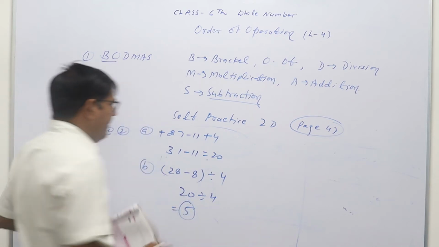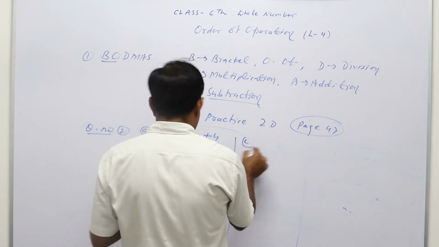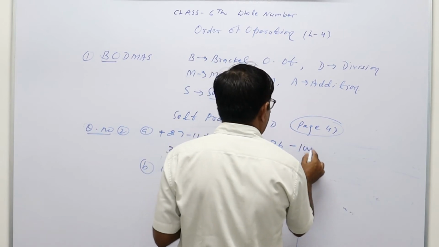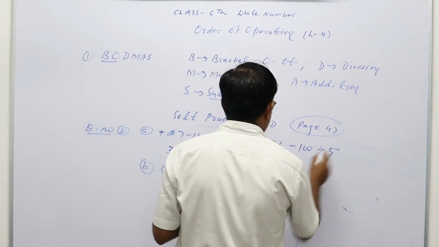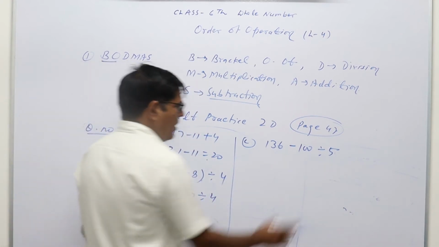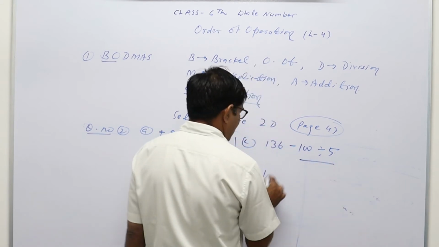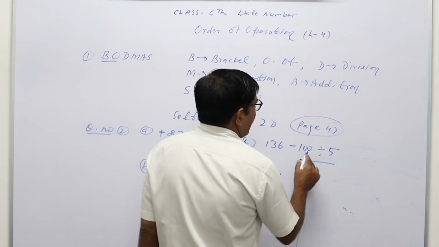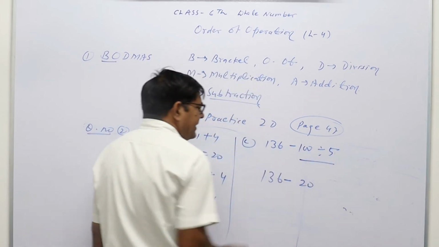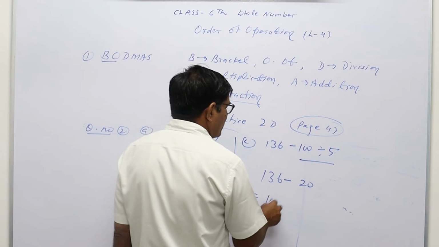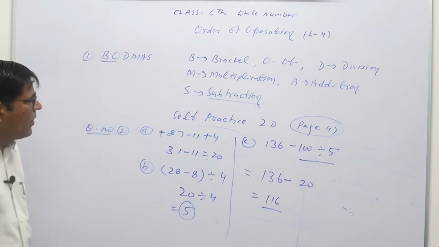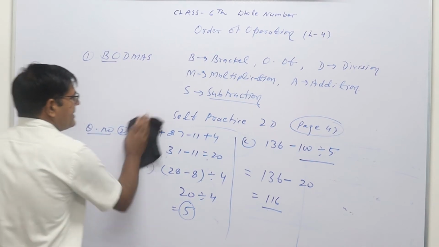Then next question, C, 136 minus 100 divided by 5. So there are only two operations, subtraction and division. So first we will do this division operation. So 136 minus 100 divided by 5, that is 20. Now 136 minus 20, it will be equal to 116. So this is question number C of question number second.